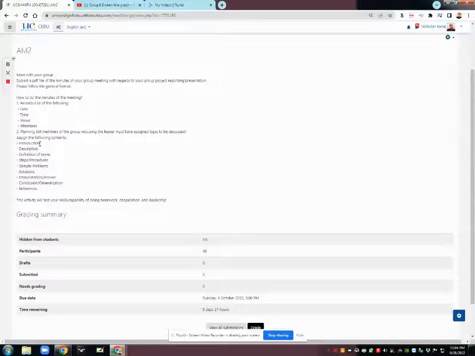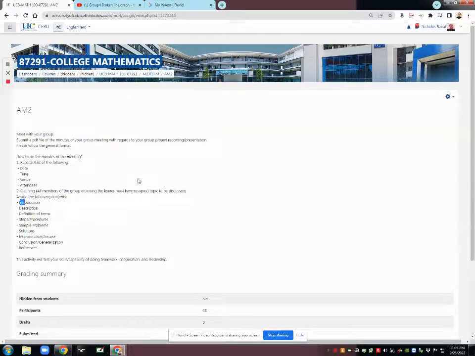These are the following topics of your groups that will be assigned. Make sure everyone has an assignment. So leaders, please take responsibility. The topics are: introduction, description, definition of terms, steps or procedures. Then you're going to have sample problems, of course, followed by the solution. Then the interpretation and answer, and you're going to have a conclusion or generalization, and then references. Don't worry, we're going to have a video example problem of this.